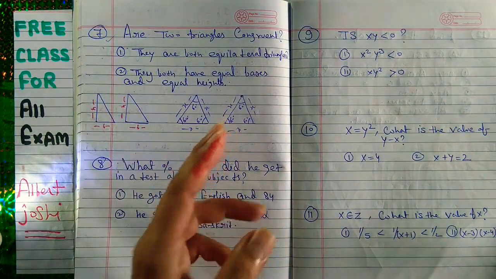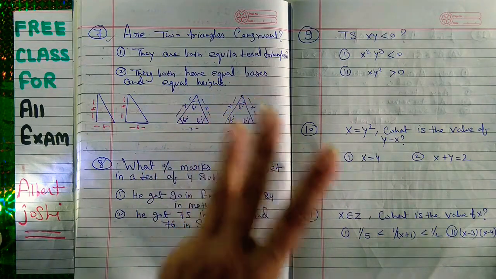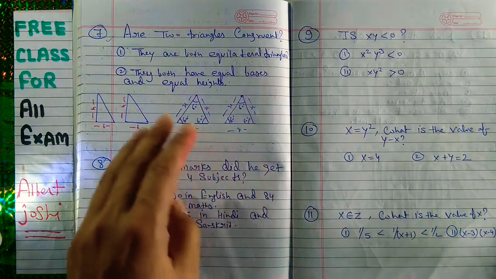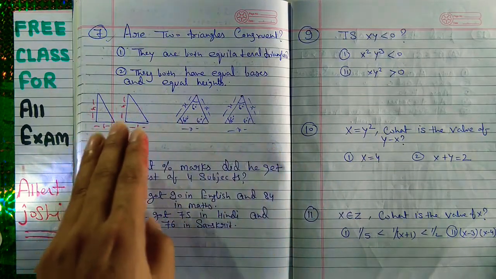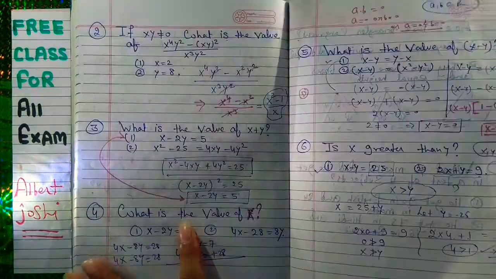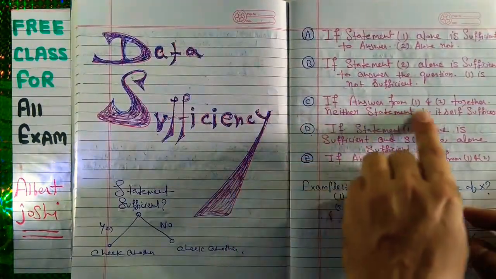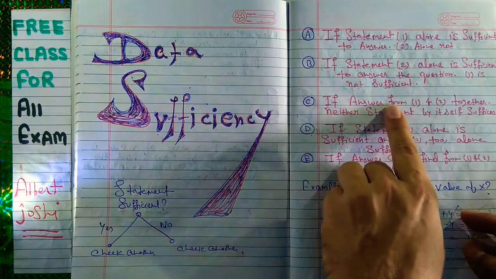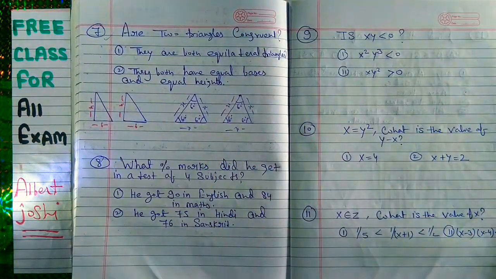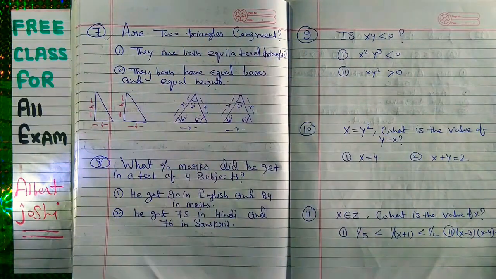So for congruence you must have 3 relationships. Okay, so that must be equal. So here also we are getting it. So your answer will be C. So with the help of statements one and two together, you can predict that the two triangles are congruent.